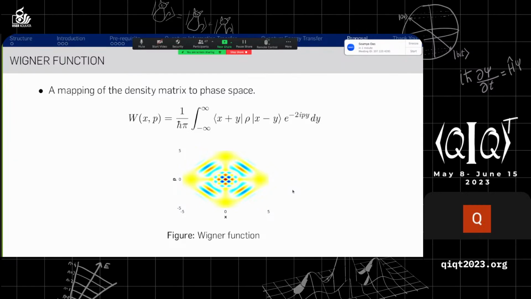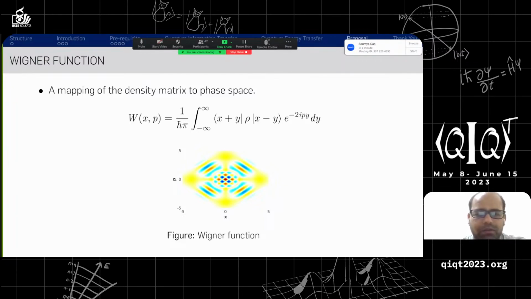When we perform any measurement, we can see there is a displacement in the x naught or p naught fringes. When we look at the middle part of the Wigner function, the interference pattern corresponds to the minima and maxima. If we perform any measurement, the minima and the maxima will shift by some amount, and the shift can be detected through this interference pattern. Okay, very good.